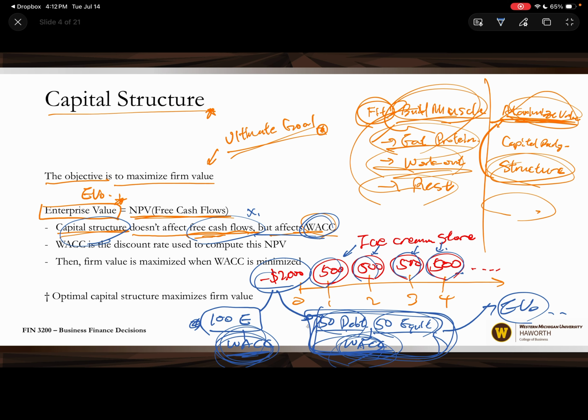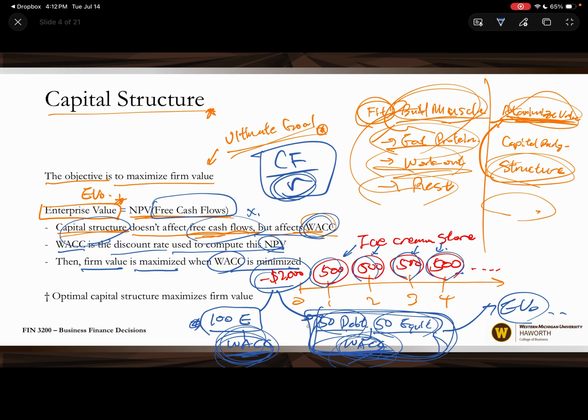Okay, it's interesting. As you know, WACC is the discount rate used to discount the free cash flows, used to compute the NPV. And if you think about the math, the format is usually cash flow over R, right? R is on the bottom, so the firm value is maximized when the WACC is minimized. As the R goes down, the value of the whole fraction goes up, increasing the enterprise value. And the optimal capital structure is one that maximizes the firm value.